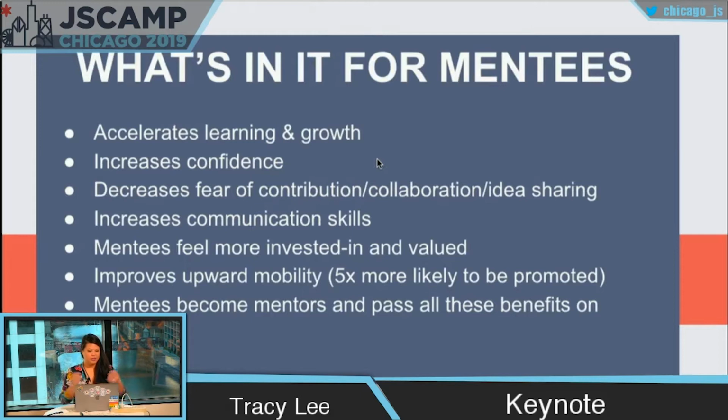What's in it for the mentees? Accelerated learning and growth, and increasing confidence, which increases productivity. A lot of junior developers are scared to contribute. Am I saying it right? Should I speak up? But if you mentor them to say, no, actually that was a great decision, they will want to speak up. Shocking. Also increasing communication skills. Talking about your code is so helpful, because talking through your code obviously makes you a better developer.